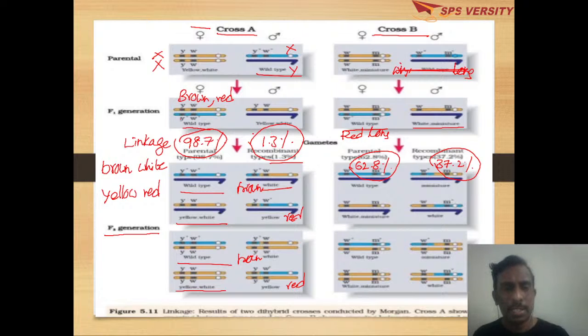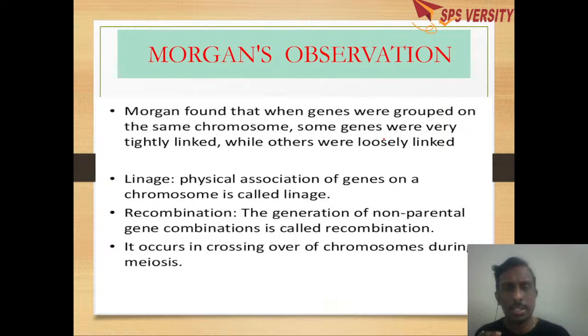Which is not seen in the parent, that is called recombinants. So here we'll see what is the reason behind this difference in the parental type and recombinant type in cross A and cross B. What has Morgan observed as the reason for this deviation from Mendel's laws, not getting 9:3:3:1, but at the same time a difference between cross A and cross B? He found there are some genes which were grouped on the same chromosome. On a chromosome there are many genes. Some genes are very tightly linked, while others are loosely linked. Tightly linked means the distance between the genes is less, whereas loosely linked means the distance between the genes is more.